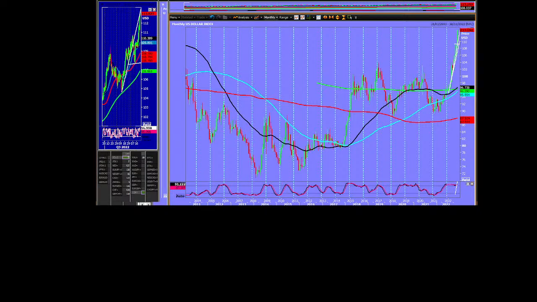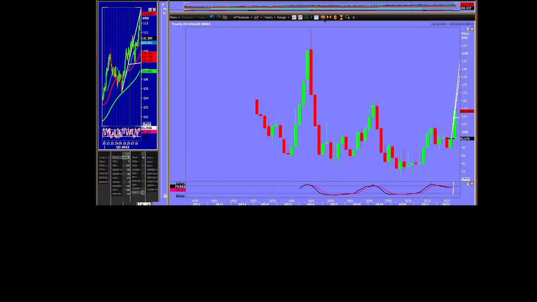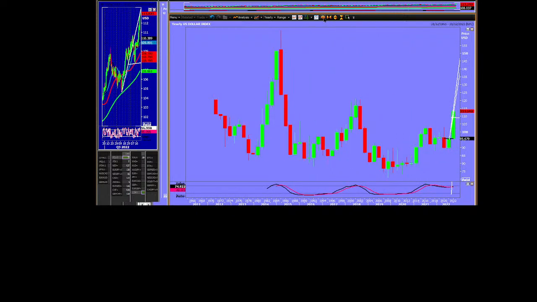So this is another indication that panic is starting to set in. It is a case of: what do we put our money in to be safe? It used to be gold. Gold used to be the classic safe haven, gold and bonds. But I think gold will go down.